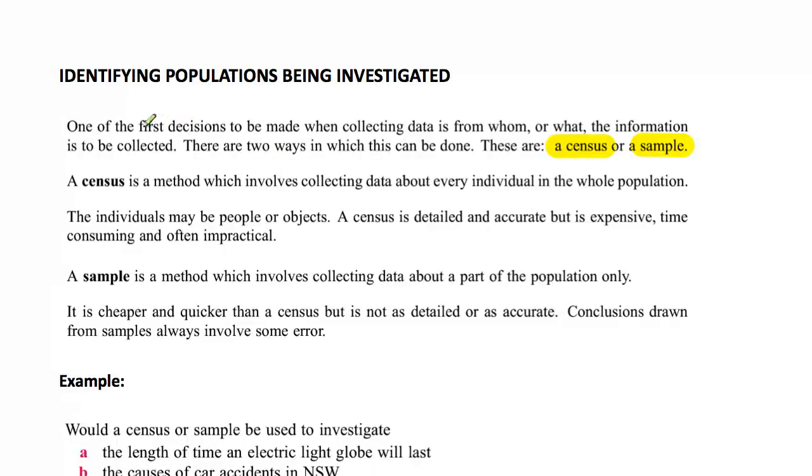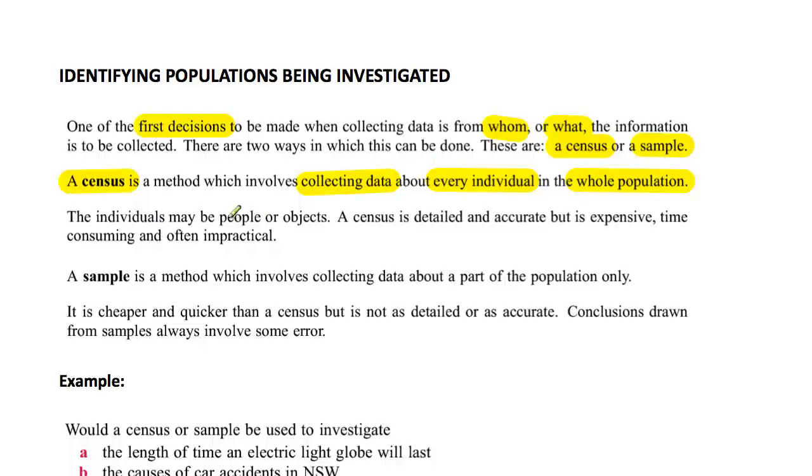So the first decision, or at least one of the first decisions that needs to be made when collecting data, is who or from where or what the information is going to come from. So either a census or a sample. Now a census involves collecting data about every individual in the whole population, so nobody is missed out. That's the perfect way to collect information.